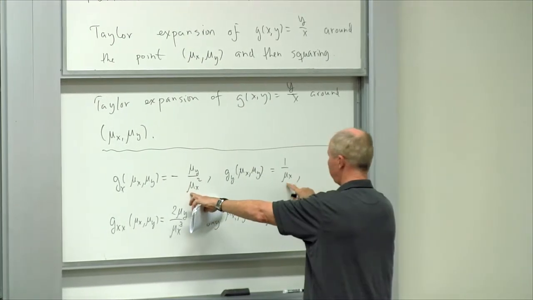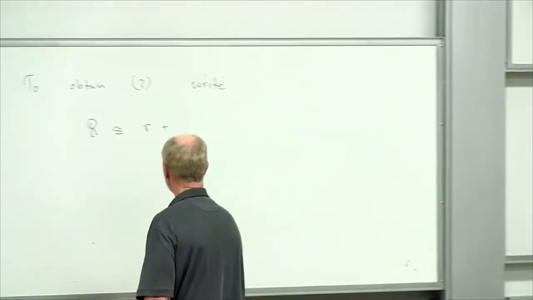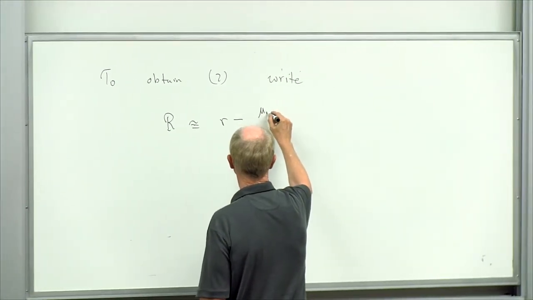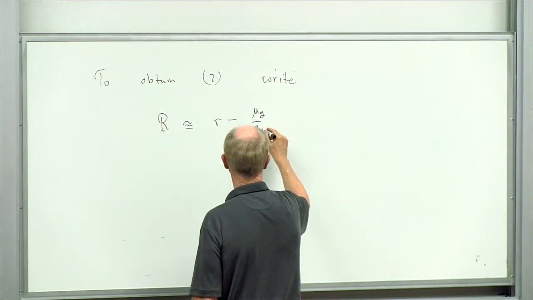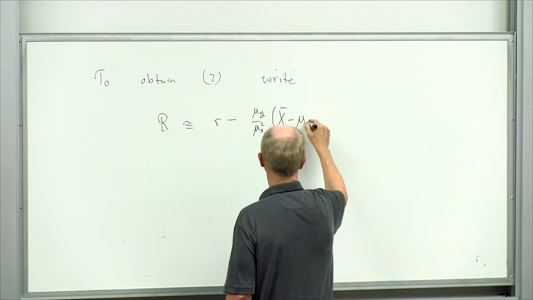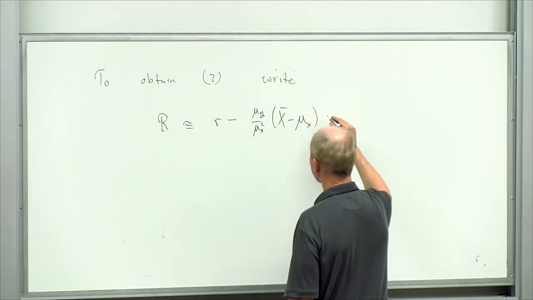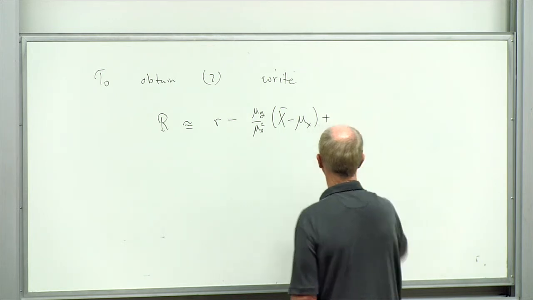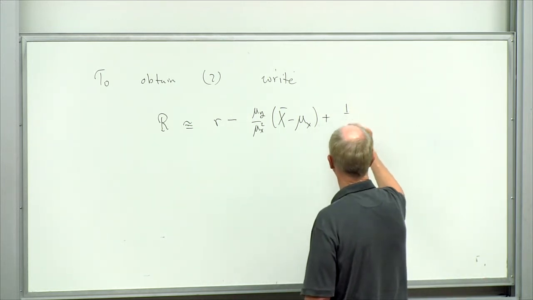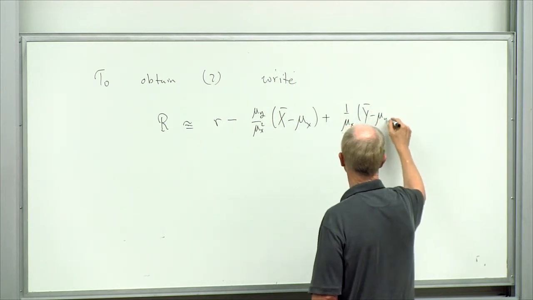Here's G sub x, here's G sub y. So I guess I need a minus sign here. Minus mu sub y over mu sub x squared. That's G sub x times x bar minus mu x. And then plus what? G sub y times y bar minus mu y.